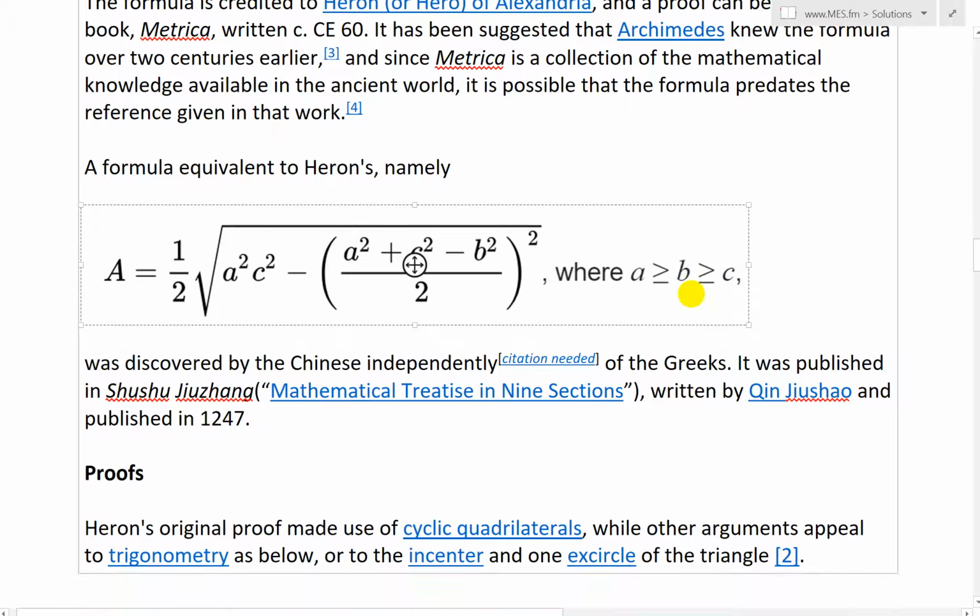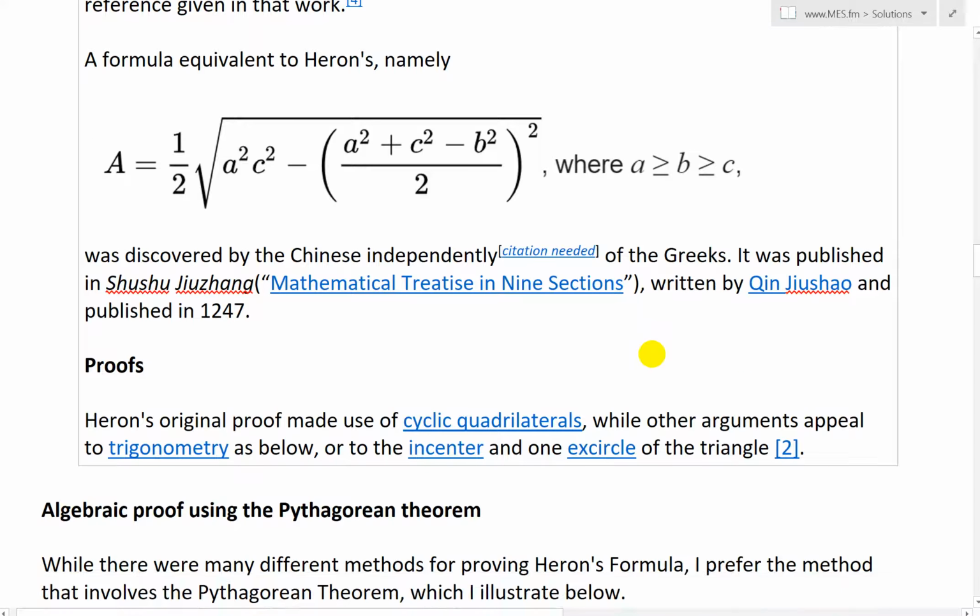work. A formula equivalent to Heron's, namely this one right here, a equals 1/2 and then ac squared, etc., where a is greater than b greater than c, was discovered by the Chinese independently of the Greeks. It was published in Shushu Jiuzhang, a mathematical treatise in 9 sections, written by Qin Jiushao and published in 1247.